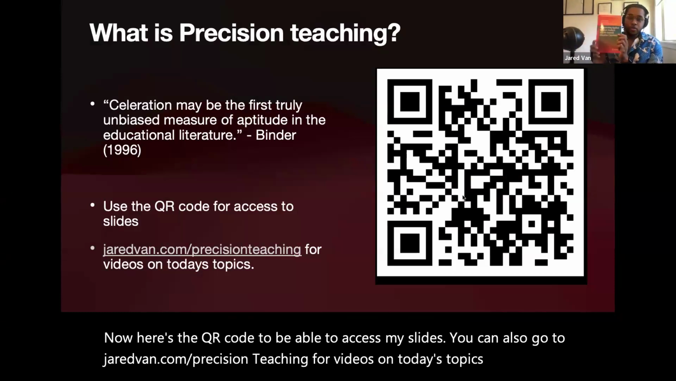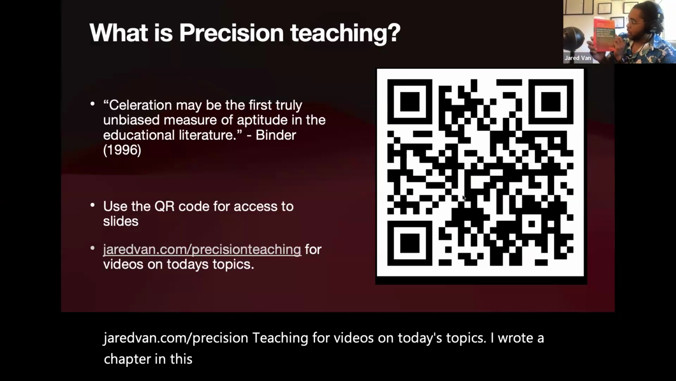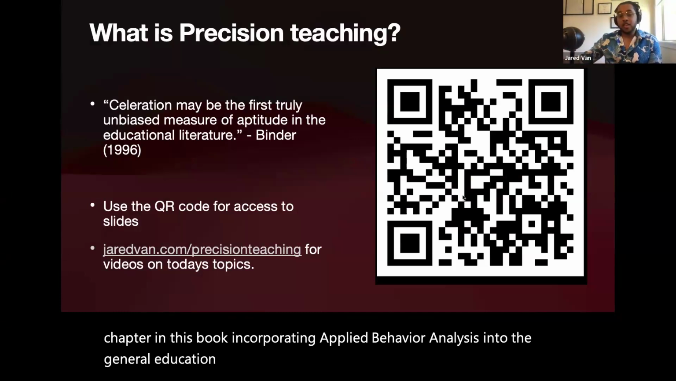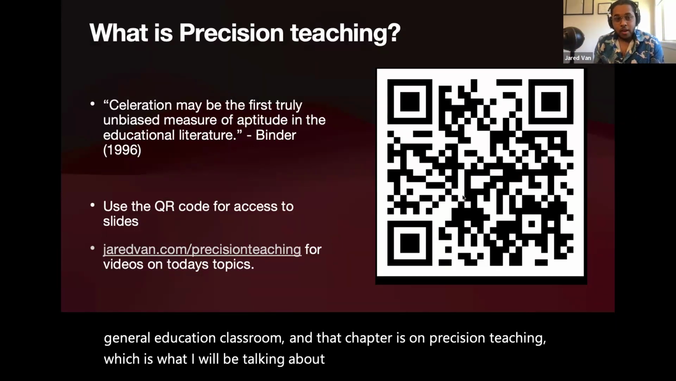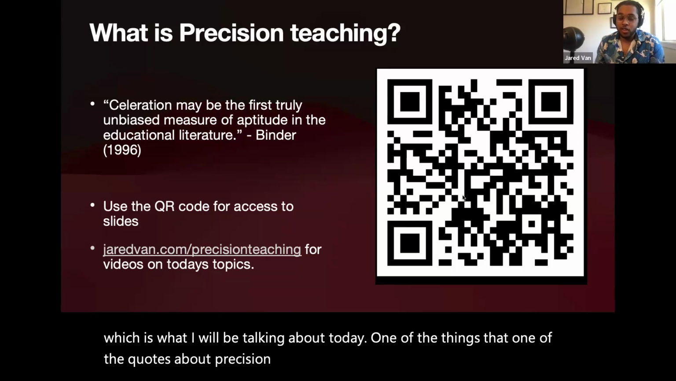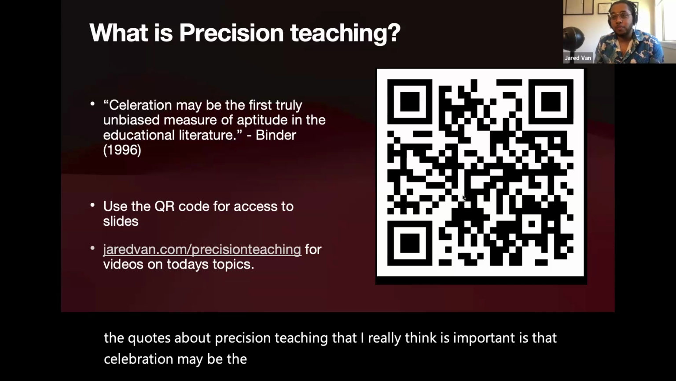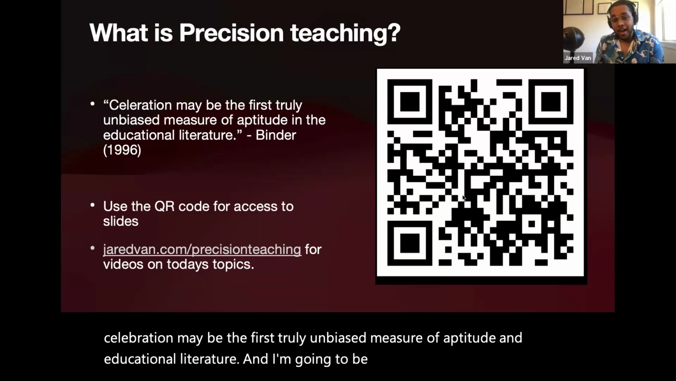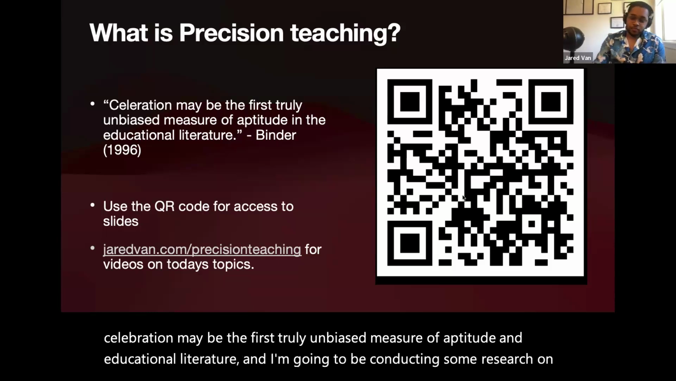I wrote a chapter in this book incorporating applied behavior analysis into the general education classroom. And that chapter is on precision teaching, which is what I will be talking about today. One of the quotes about precision teaching that I really think is important is that acceleration may be the first truly unbiased measure of aptitude in educational literature. And I'm going to be conducting some research on that to bring that to light.